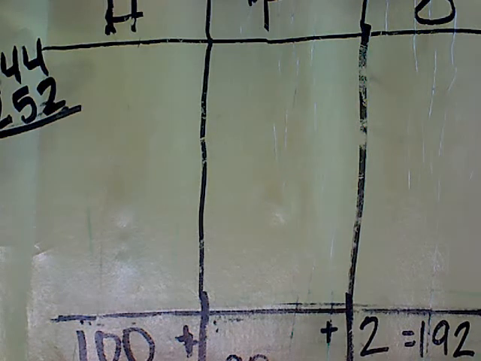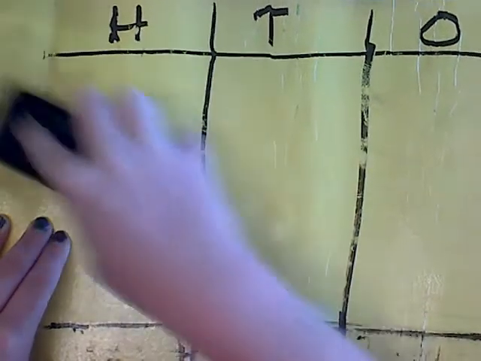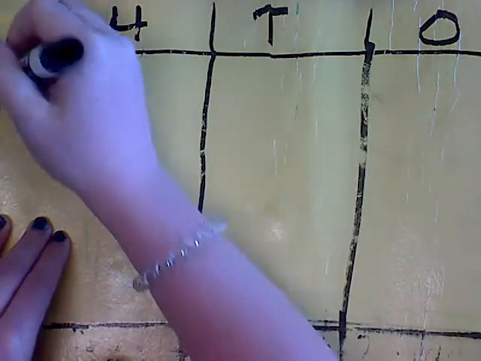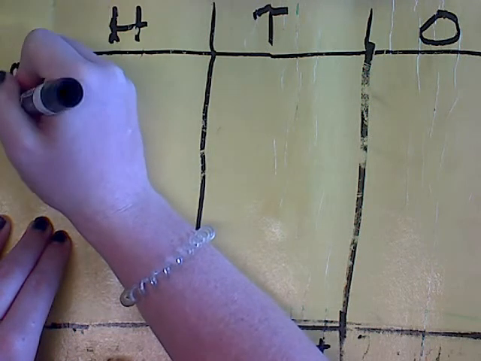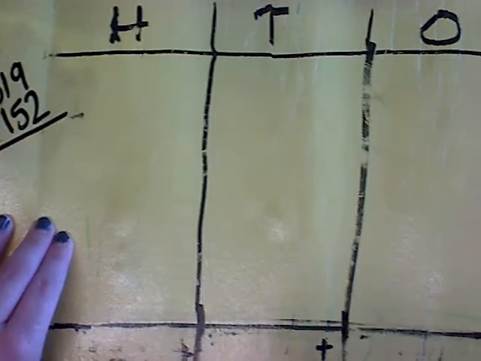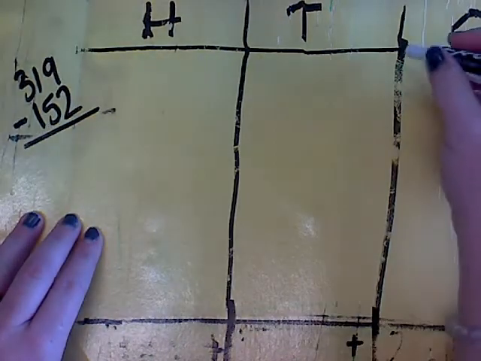and then come back and unpause the video to check your work. The next problem is 319 minus 152. Go ahead and pause the video, solve this problem, and then unpause the video to check your work.